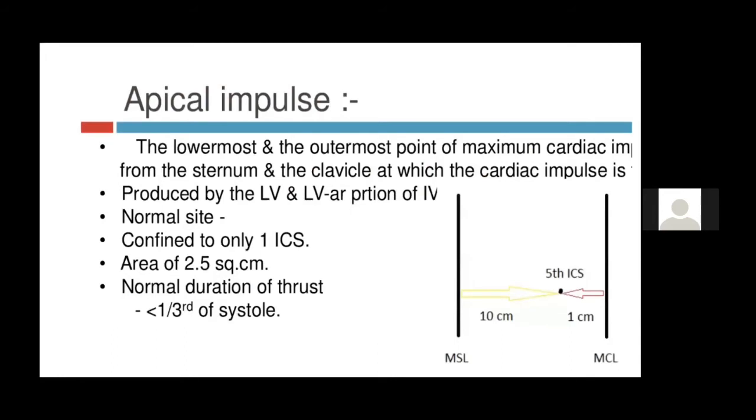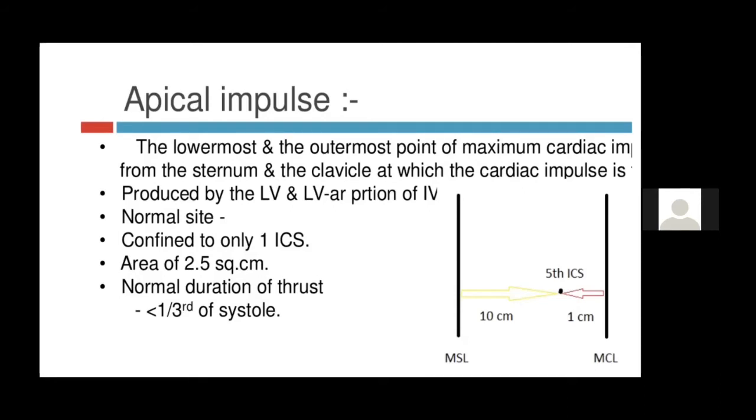Now, coming to the apical impulse, in the exam they have a tendency to ask, how do you define the apical impulse? It is the lowermost and the outermost point of maximum cardiac impulse, also known as the point of maximum intensity, PMI, from the sternum. There are a few general rules about the apical impulse which we should all know, because unless we know the basic rules, we may not be able to know how the apical impulse varies in different conditions.